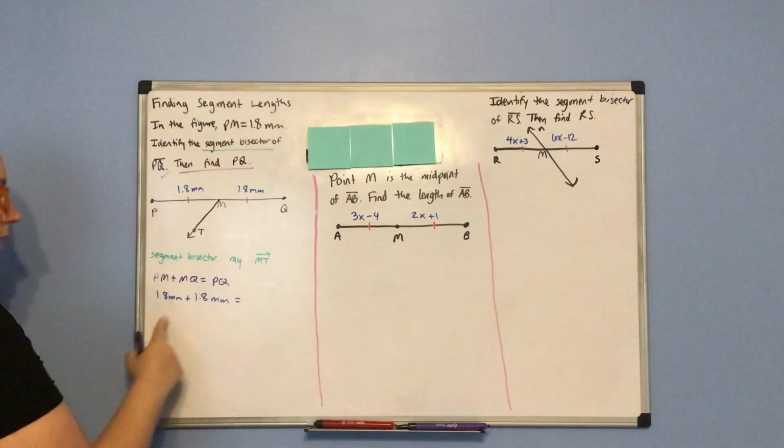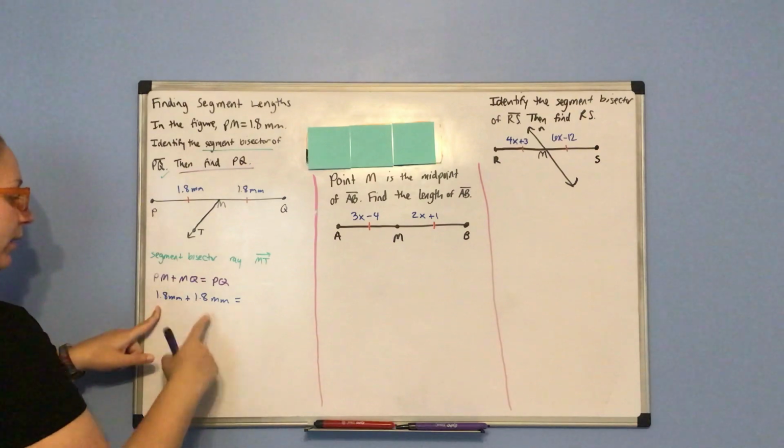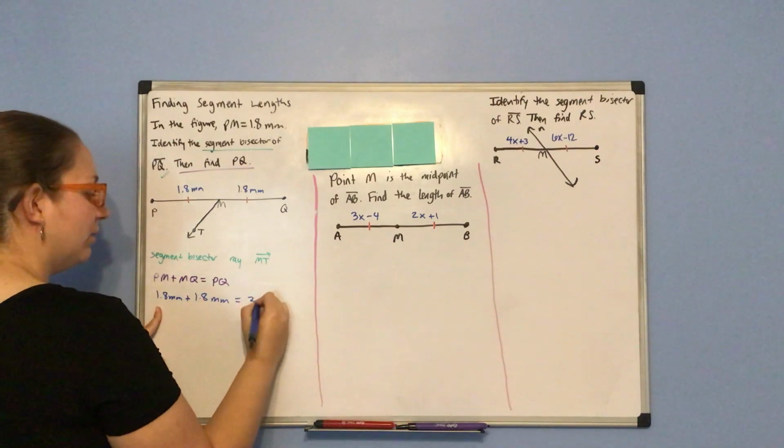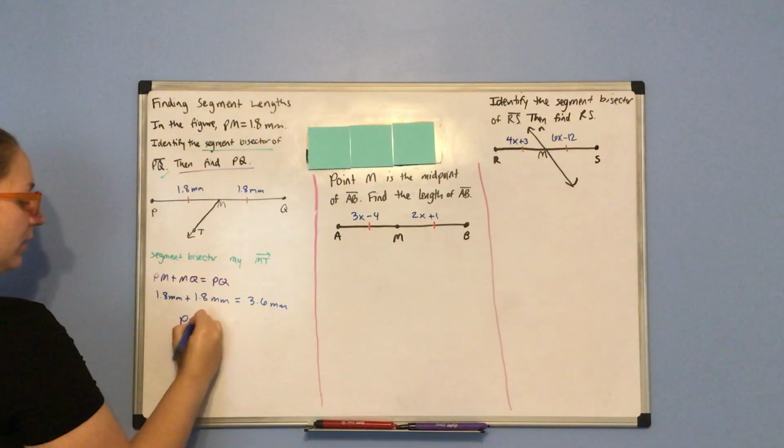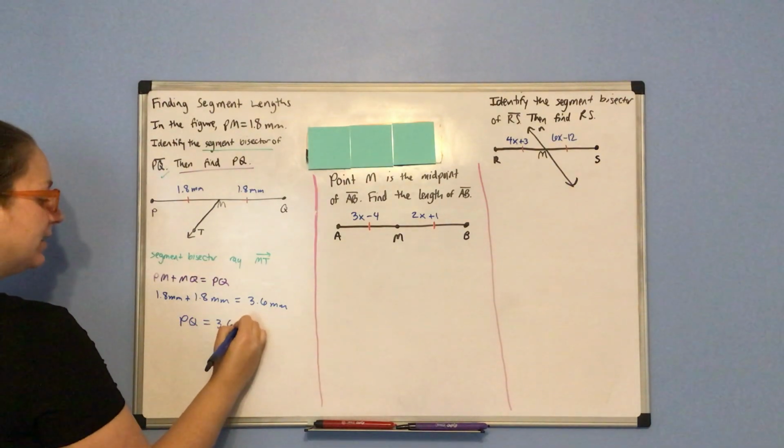And when I add those together, I'll get PQ. 1.8 plus 1.8 millimeters equals 3.6 millimeters. So PQ, its length, is 3.6 millimeters.